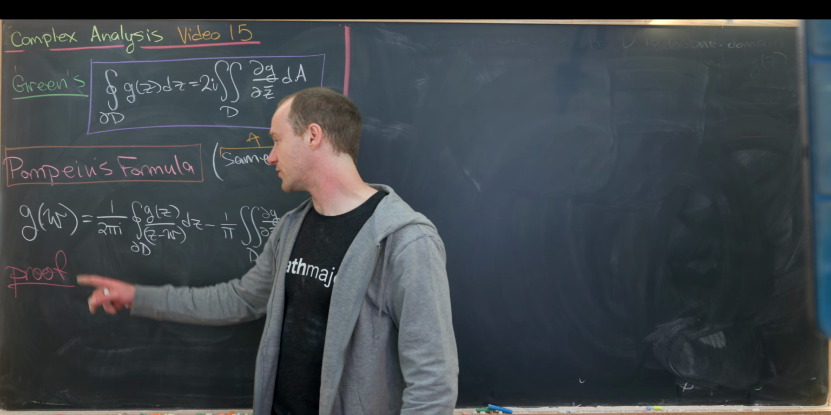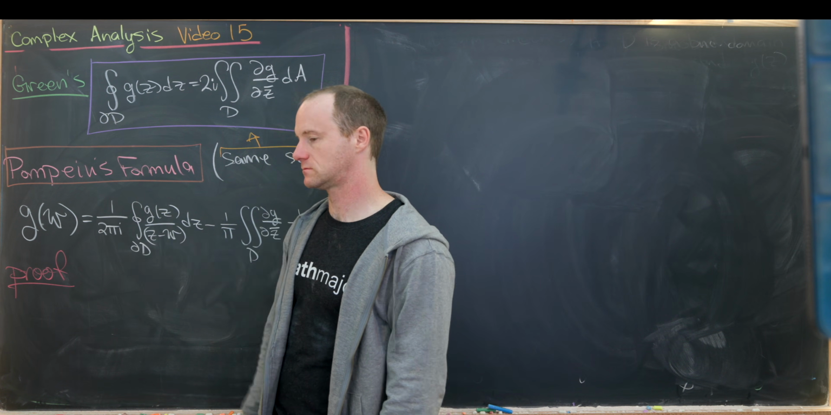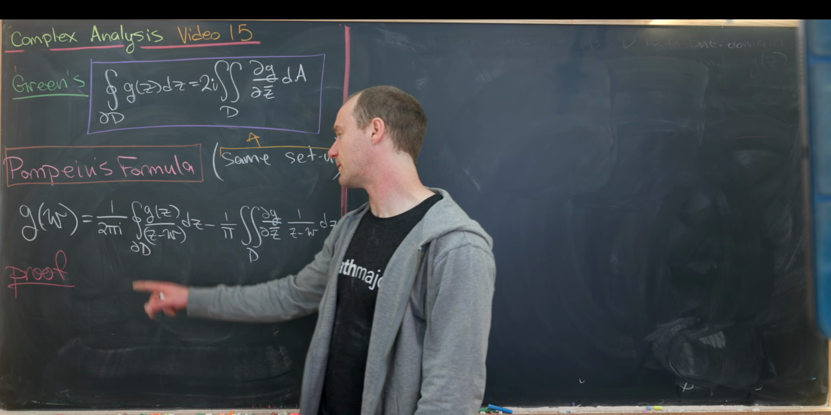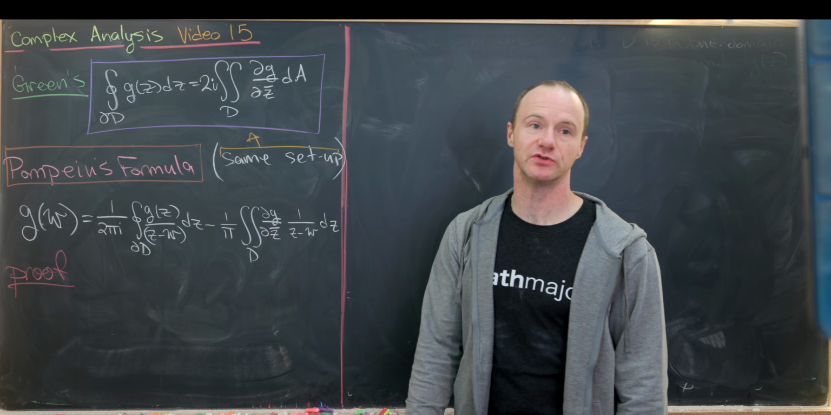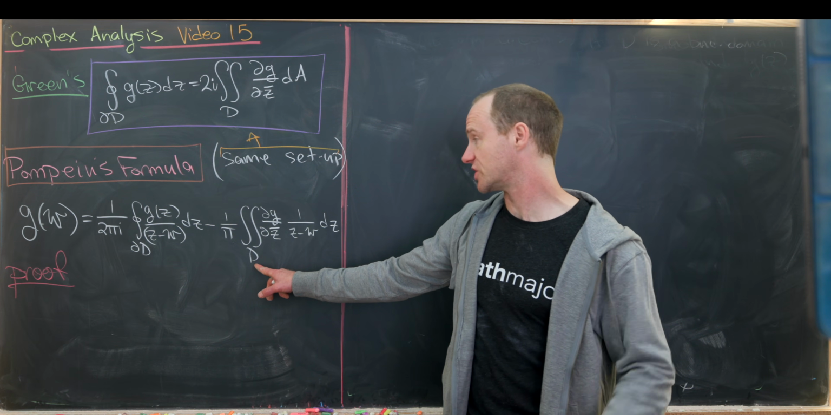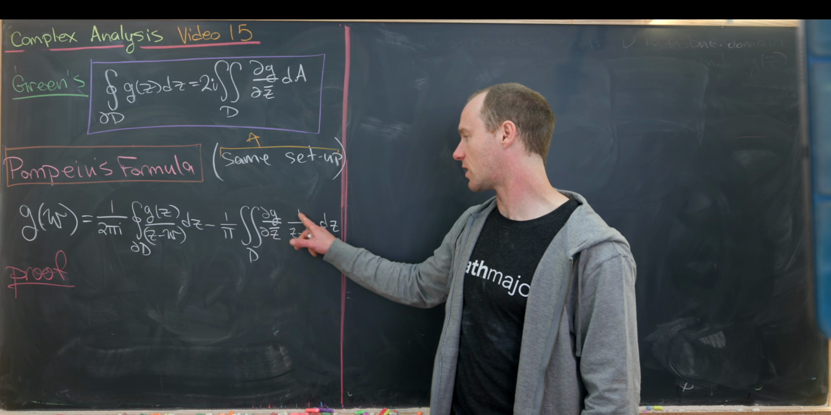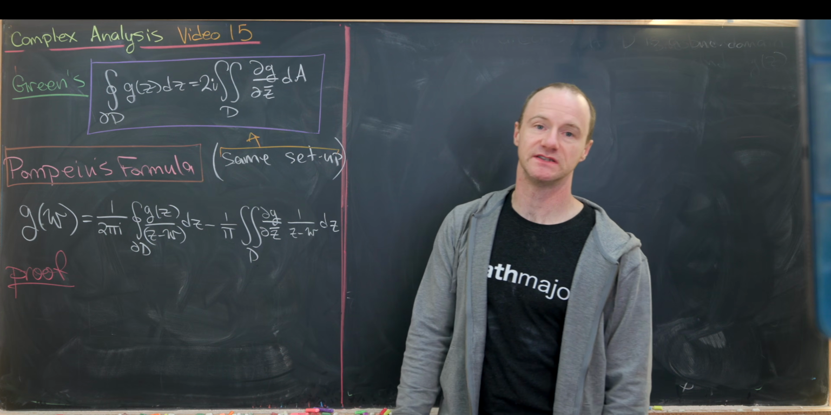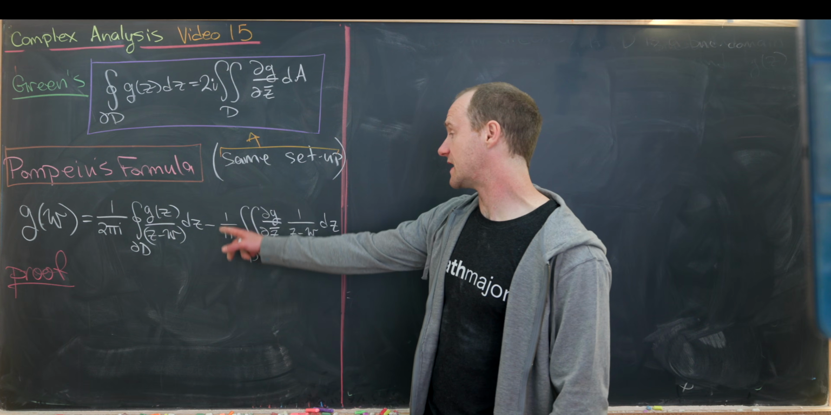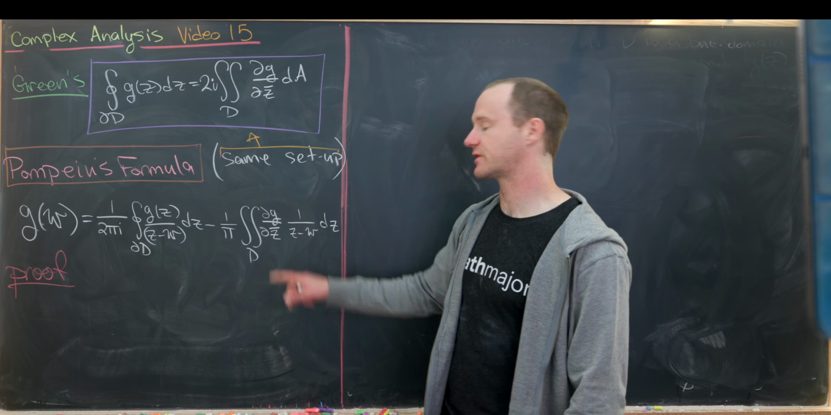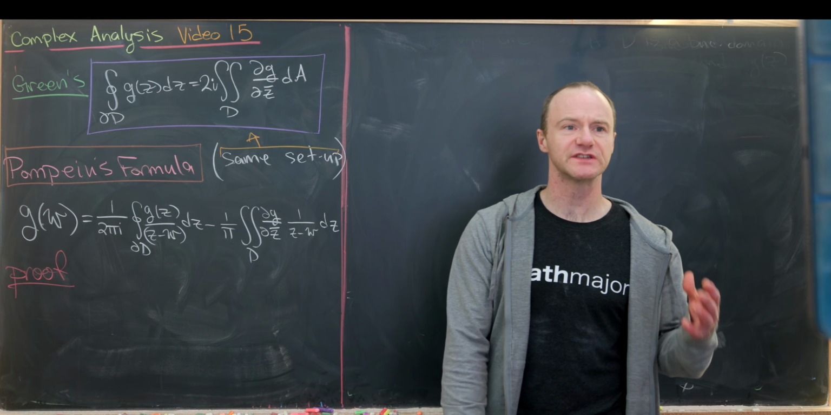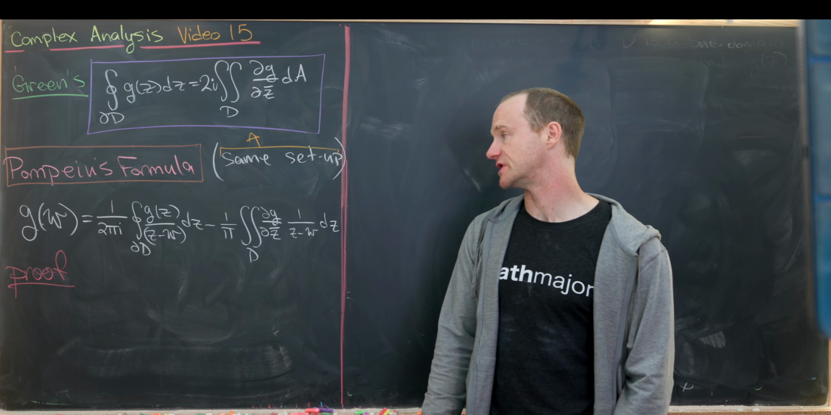So we've got g evaluated at w is 1 over 2 pi i, and then the integral over the boundary of D of g(z) over z minus w dz, minus 1 over pi, and then this double integral over the region of the partial of g with respect to z bar, and then 1 over z minus w dz. So let's notice if g is analytic, then this guy right here is equal to 0 because the partial of g with respect to z bar is equal to 0. And we just get the Cauchy integral formula. So this really is a generalization of the Cauchy integral formula.